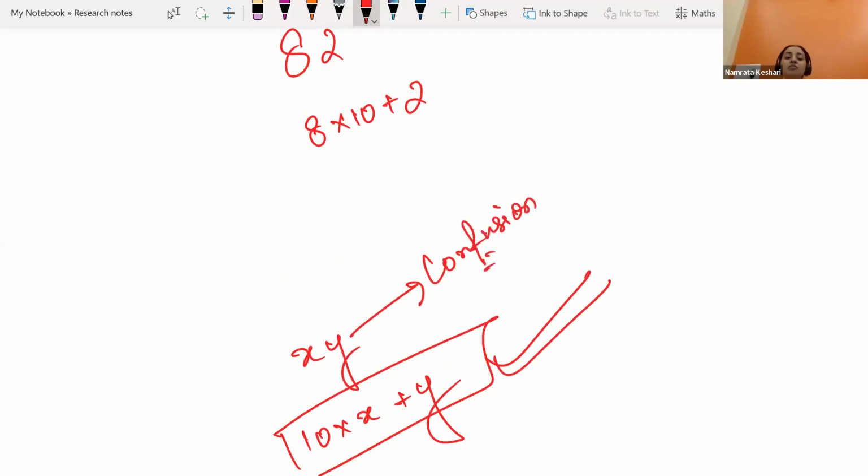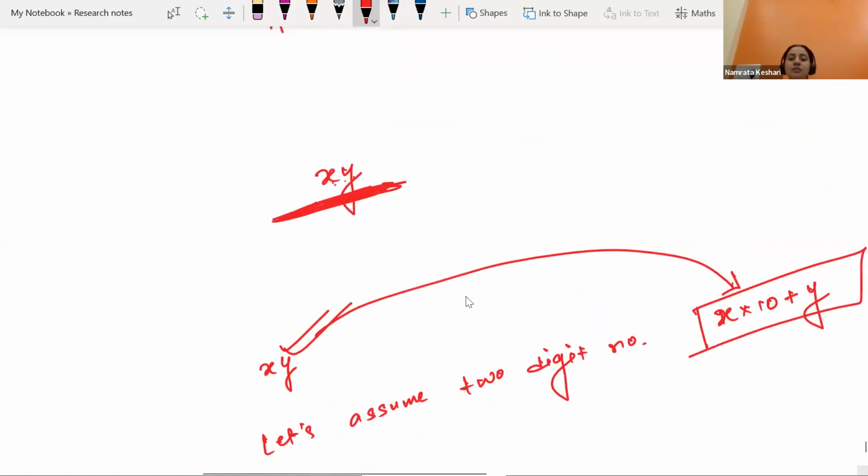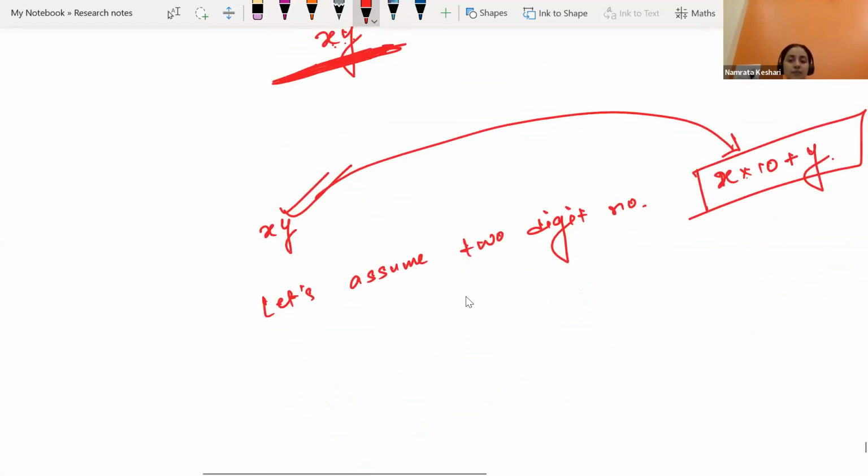Because xy का मतलब x into y, कुछ ऐसा दिख रहा है ये. That's why we will clear it that it is not x into y. It is 10 into x plus y. x is at tens place, y is at ones place. Is it crystal clear to everyone? Yes, right. Okay. So our 2-digit number is 10 into x plus y. You can also call our 2-digit number 10x plus y.